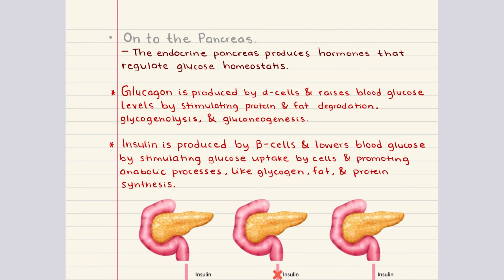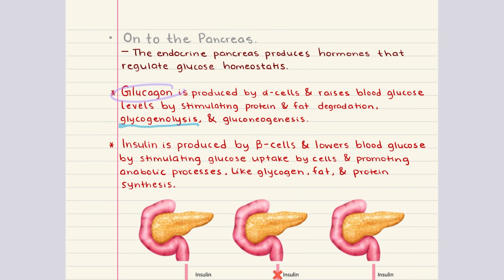Let's begin with discussing glucagon, which is secreted by the alpha cells. Glucagon's job is to raise blood glucose levels. So it kicks in when blood sugar drops too low, such as what happens between meals or during fasting. And it does this by stimulating glycogenolysis, which is the breakdown of glycogen into free glucose.